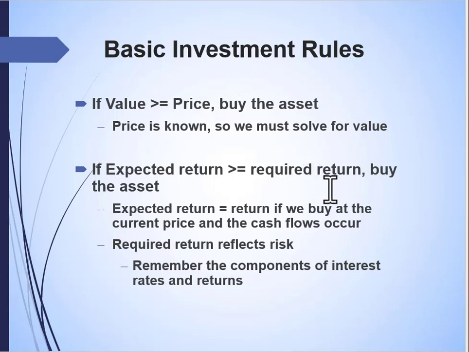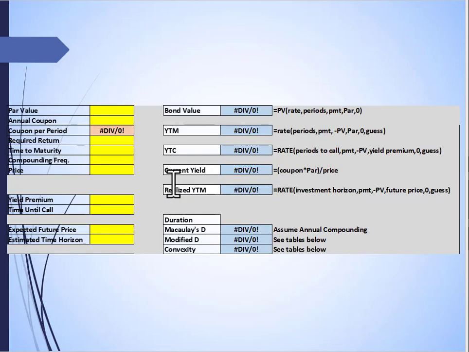What's the required return? We just said we have to figure out what that is, but we can find that in some publications. The expected return, we're going to have to calculate that, right? This, in the end, is what we're going to refer to as our yield to maturity. So let's think about how Excel can help us solve some of these problems that we're going to do.